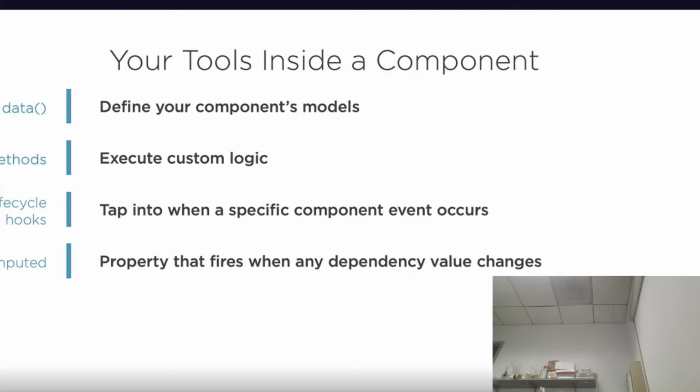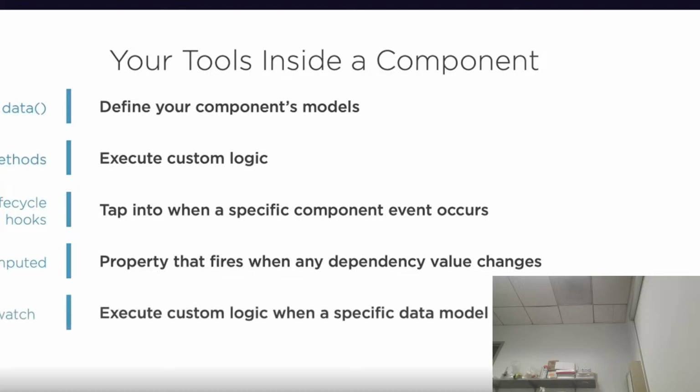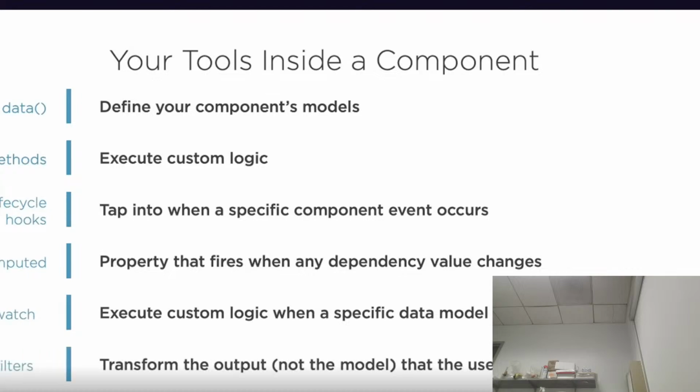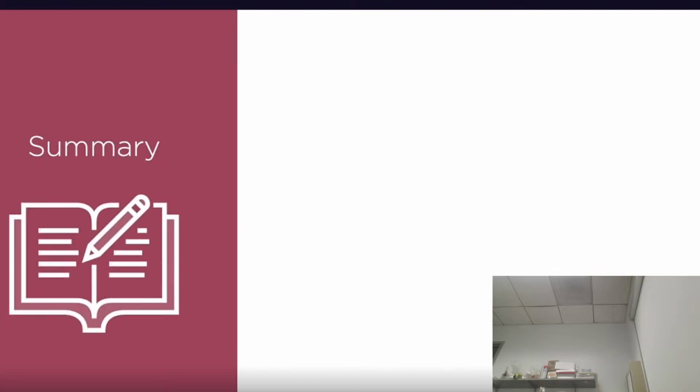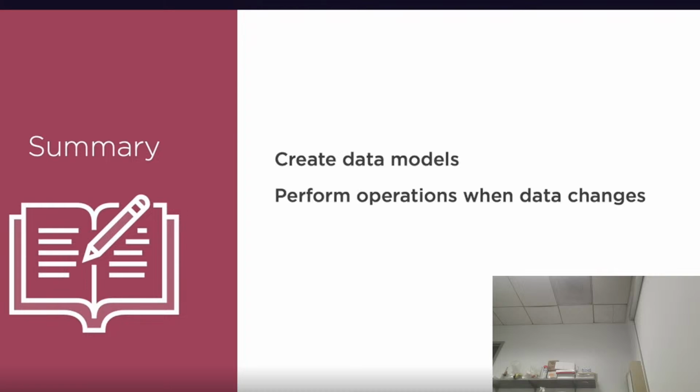And then when we need to do something a little more custom, we can use a watch to execute that logic whenever the data model changes. And finally, we can display data using filters. And keep in mind that transforms the output, not the model itself. So we learned how to create these data models, perform these operations when changes happen to our data, tap into those lifecycle hooks and format data, but we also learned how to pull in third-party libraries like date-fns, which allows us to tap into other functionality from third-party libraries to really expand what we can do inside of our components.